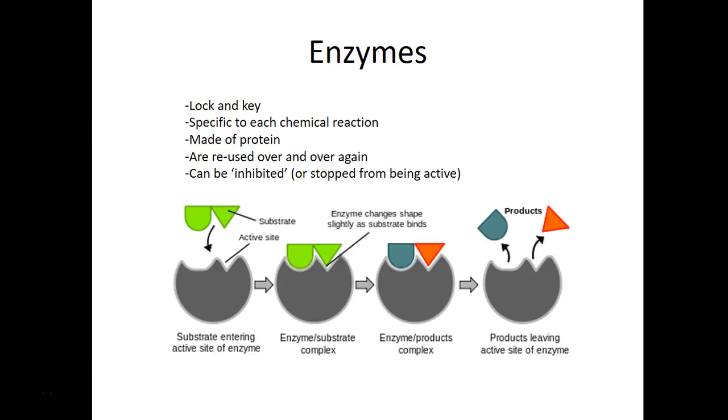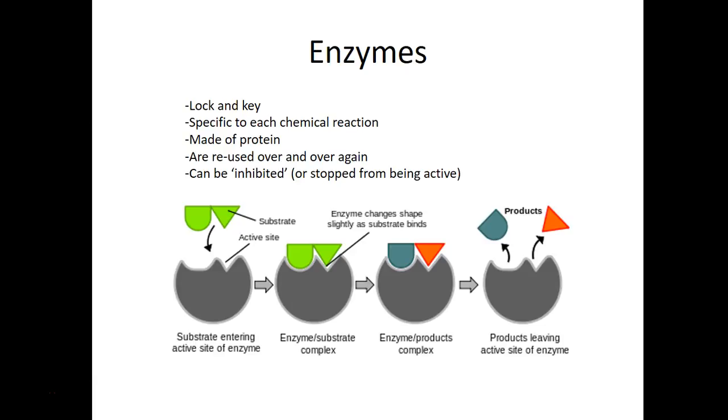Another very important part of the working cell are enzymes. There are thousands and thousands of chemical reactions that occur within cells, and these are facilitated by enzymes. Enzymes are biological catalysts, and they allow reactions to proceed with a lower activation energy. Enzymes are made out of protein and can be reused over and over again.